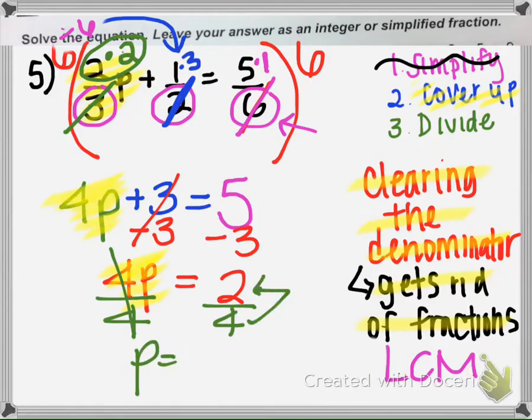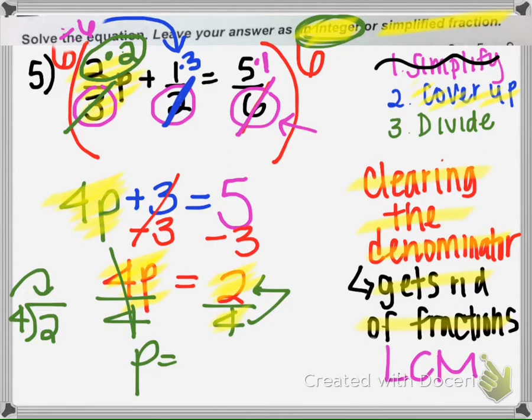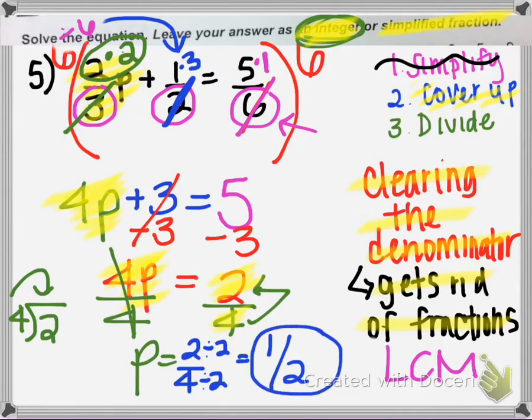Now 4 cannot go into 2. So 2 divided by 4, the denominator cannot go into the numerator value. That means we will not get an integer. The directions asked for an integer or a simplified fraction. So our answer is 2/4. But instead of 2/4, it's always good, and I want you in this class to simplify it to 1/2. So the answer to this is 1/2.